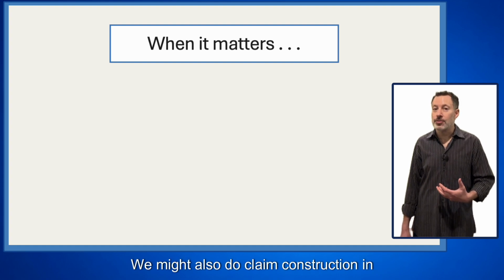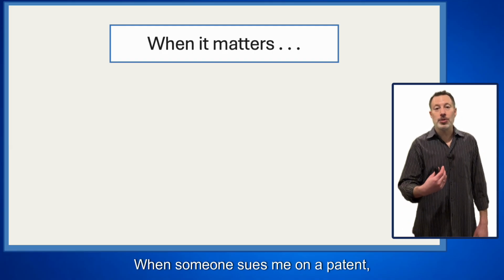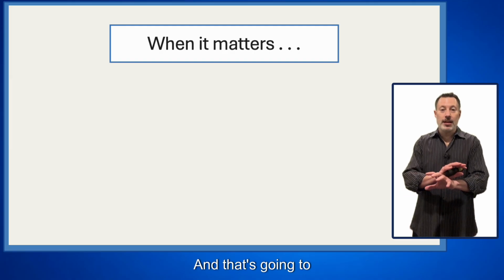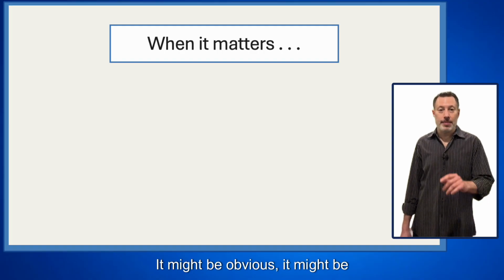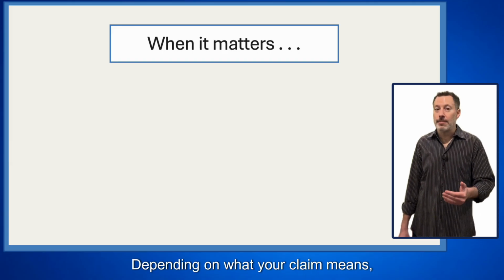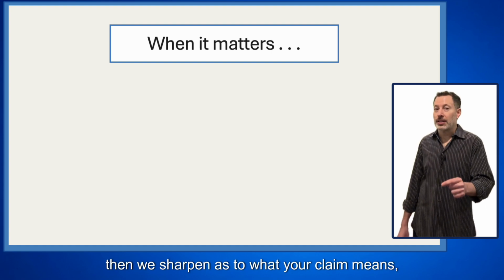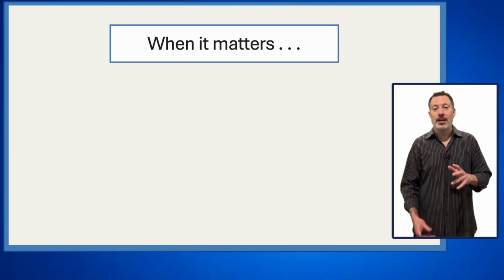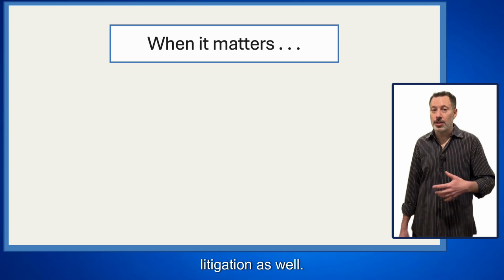We might also do claim construction in litigation. Indeed, this is a really big moment for claim construction. When someone sues me on a patent, we might start off by fighting about what do the claims mean. And that's going to have impact for everything. Depending what your claim means, it might not be valid. It might be obvious, it might be anticipated, you might not have described it, it might not be valid. Depending on what your claim means, I might not do it. If you're accusing me of infringing and then we sharpen as to what your claim means, I might at the end of that say, hey, I actually don't do it that way. I don't use cheese, I use something else to attract the mouse. And so we'll do claim construction in litigation as well.